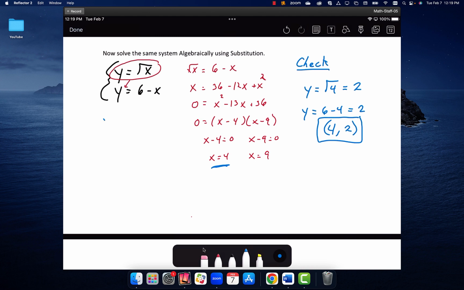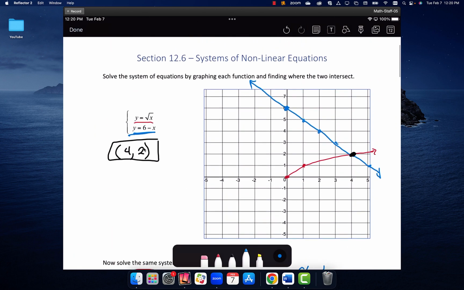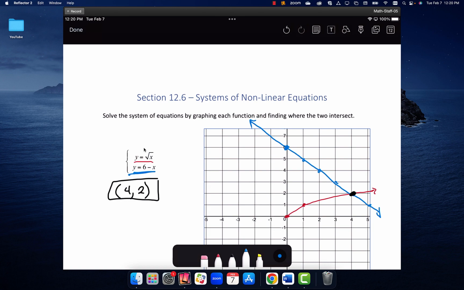Let's also check the 9. So we're going to plug in our 9 for the x. Y equals the square root of 9, which we know to be 3. Y equals 6 minus 9, which is -3. Here, the answers do not agree. Our y variable is different in each case, so that means 9 is an extraneous solution. So (4, 2) is our only coordinate that is true, and that confirms our graph.